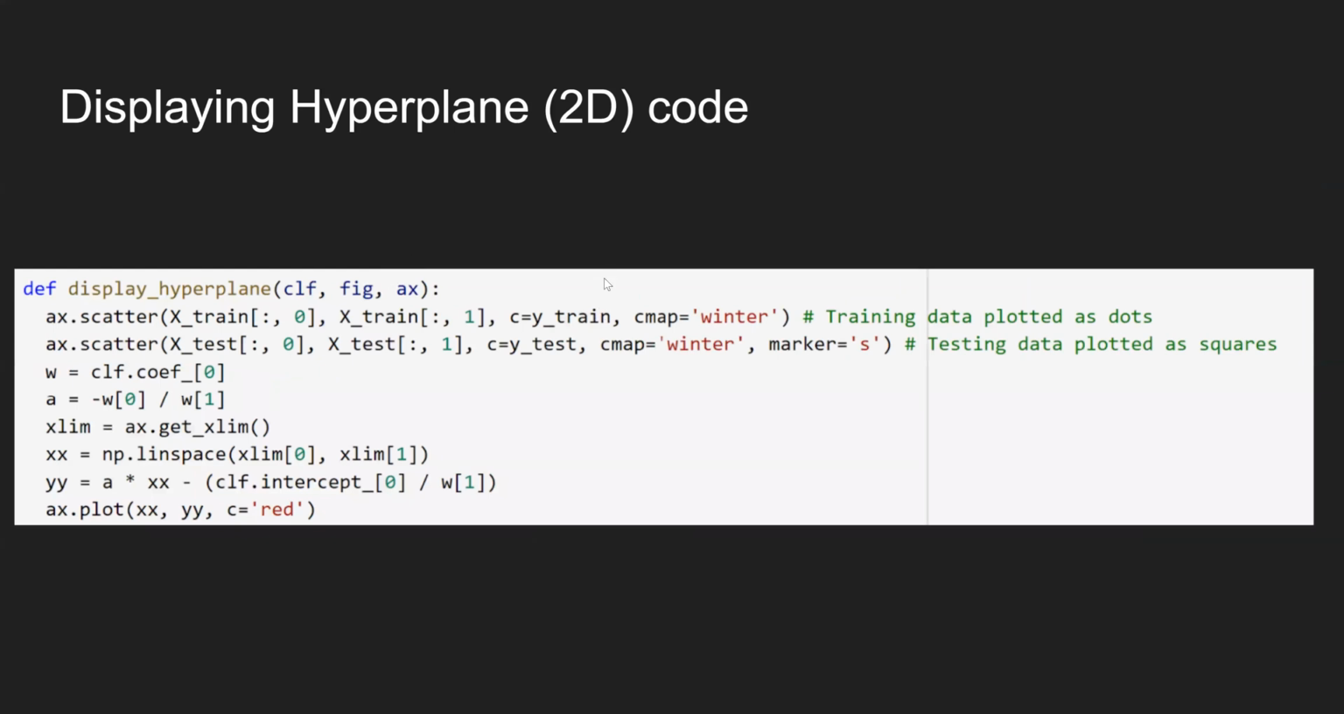So this is just the code for displaying the line in 2D. We used a scatter plot, and we plotted the training data, and then the testing data. As you can see, the marker was S. If you use a linear kernel, the classifier will give you an attribute called coefficients, represented by coef, and we did the math from it to get the variables a, xlim, xx, and yy to generate the hyperplane, and then we plotted it in red. So that's for your reference.